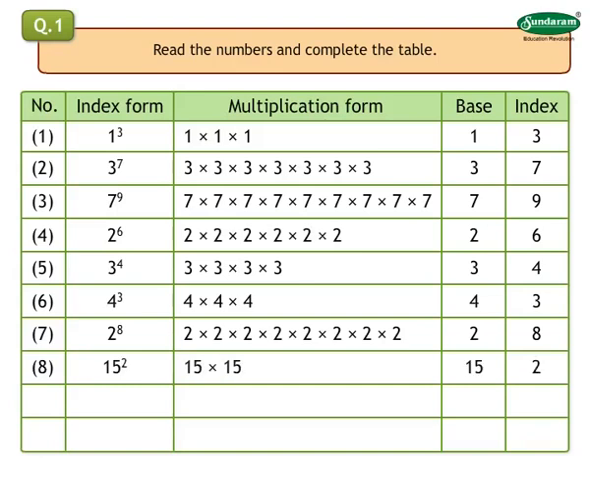Number 8. 15 square. Its multiplication form is 15 into 15. Base is 15 and index is 2. Number 9. 3 raised to 1. Its multiplication form is 3 into 1. Base is 3 and index is 1.